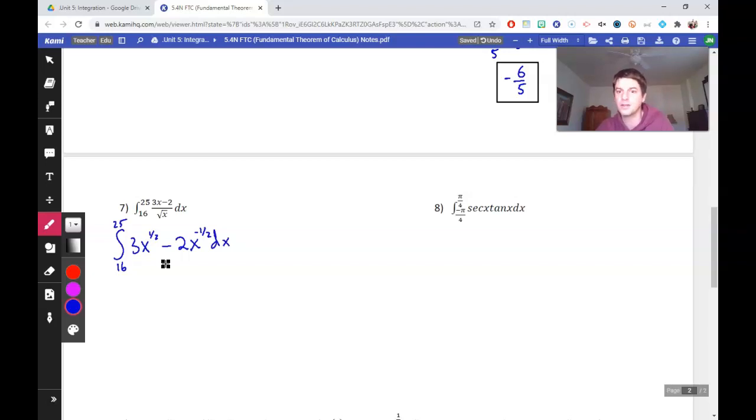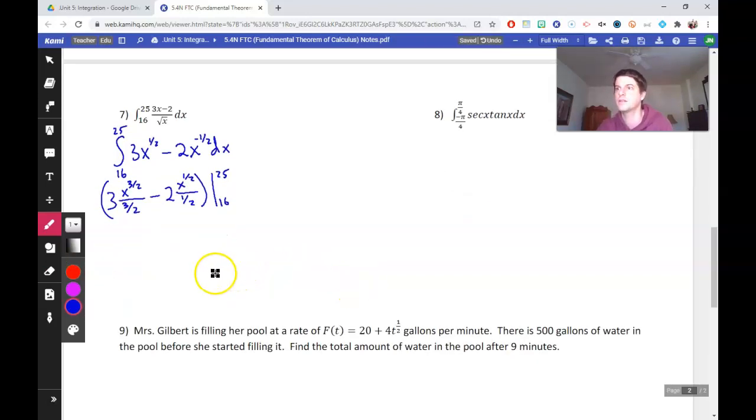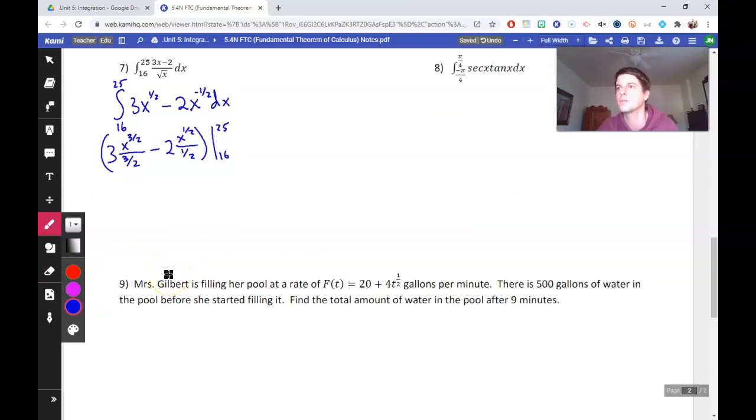So we're going to integrate it, and when we integrate it, we get 3x, let's see here, add 1 up there, x to the 3/2 divided by that same number, minus 2, add 1 to the power, and divide by that same number. All of that is going to be evaluated from 16 up to 25. Whew. All right, let's plug all this in. Oh, I think we got some room here.